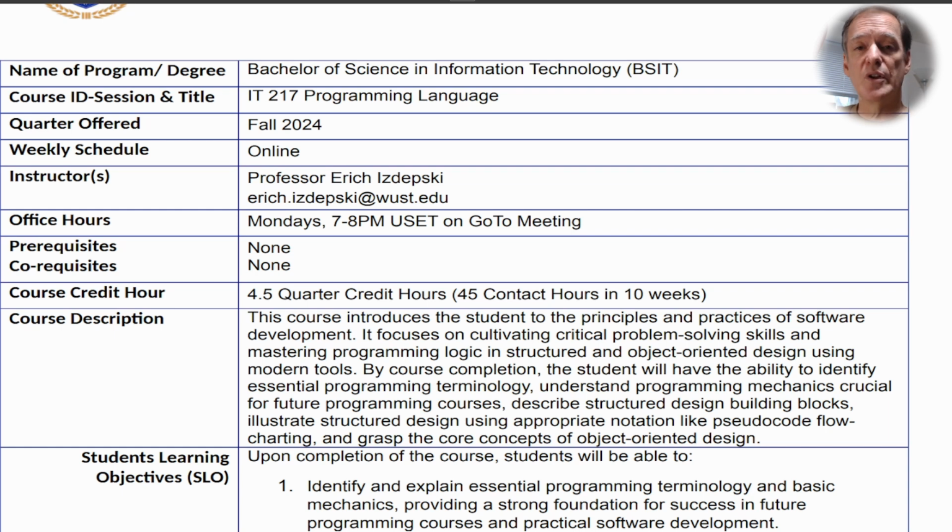For this class, we're going to meet Mondays from 7 to 8 U.S. Eastern Time. That's going to be through GoToMeeting, and you can find the link for GoToMeeting in Canvas, and all of the meetings are already scheduled there. You just click on it for the appropriate week, and it will let you join the meeting. There are no prerequisites for the class. It's 4.5 credit hours.